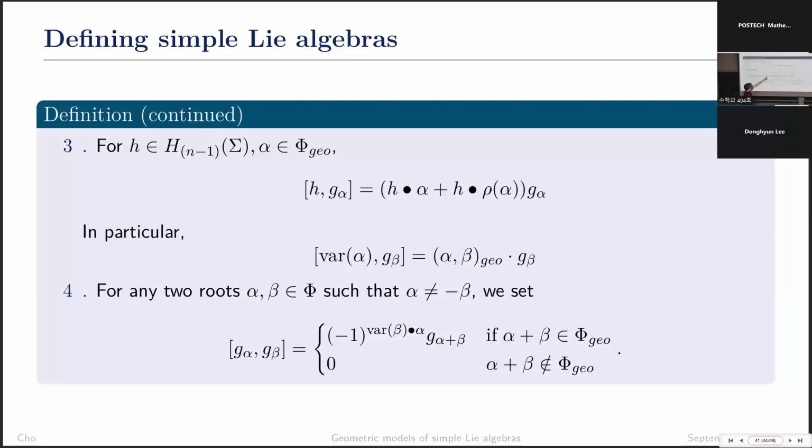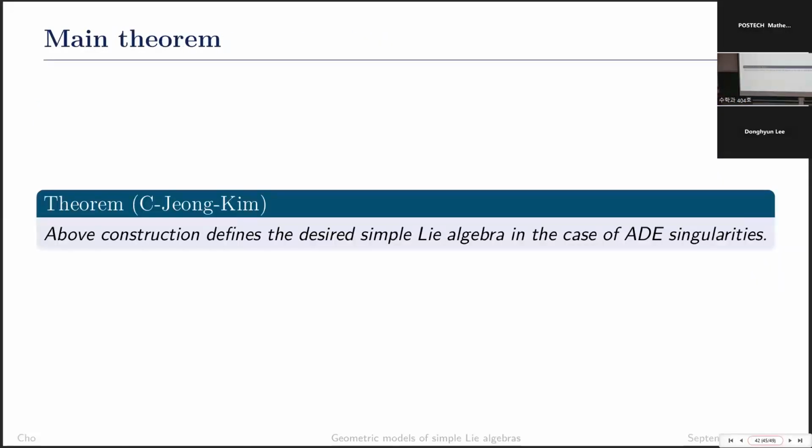The intersection number is the eigenvalue, or you can also define it as the variation of alpha intersection with beta, this geometric pairing, multiplied by the generator of beta. And if you have two geometric arcs, then the bracket between them is the sum, if the sum is again a geometric root, and you have this sign given by the intersection of the variation image of beta with alpha, this geometric intersection. And we can check that this actually defines the desired simple Lie algebra of classical type.